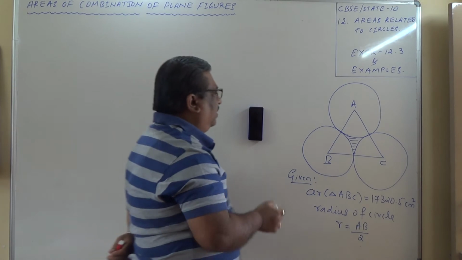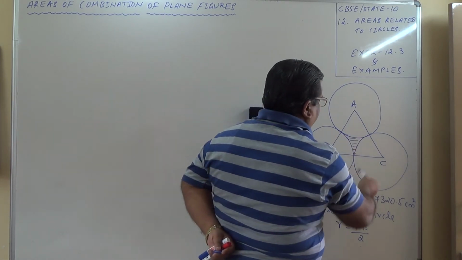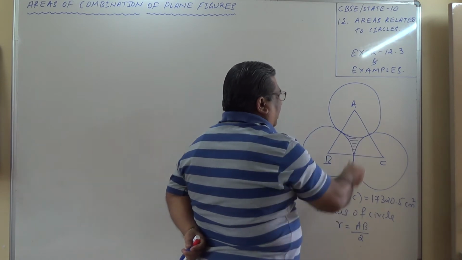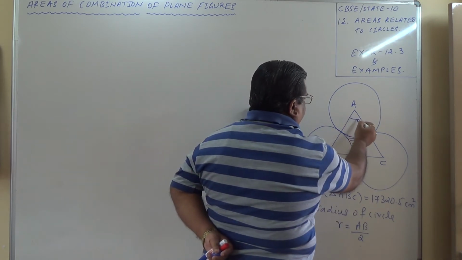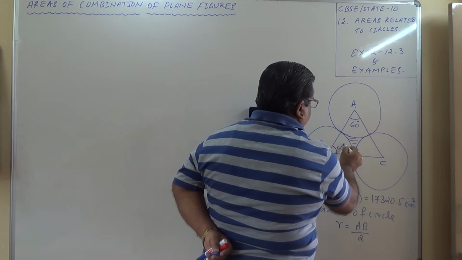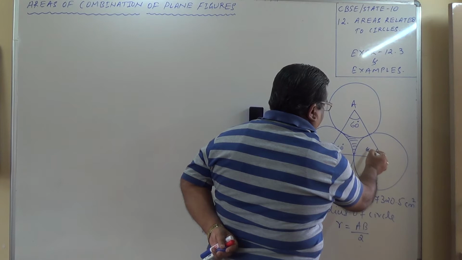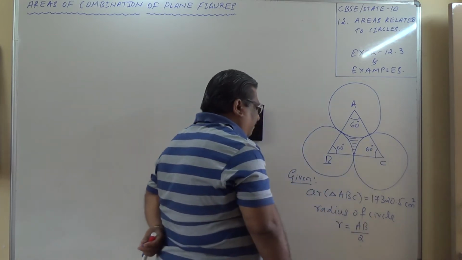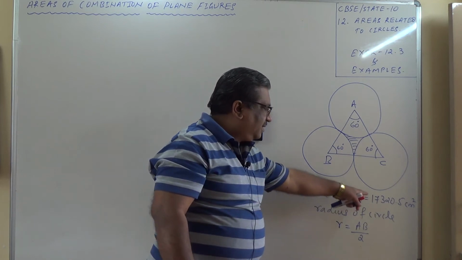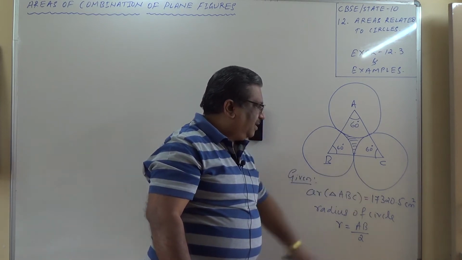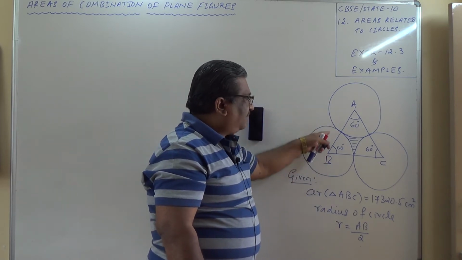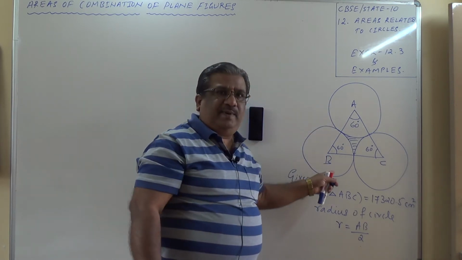Here this is the diagram. ABC is an equilateral triangle. AB equals BC equals AC, and this angle is 60 degree over here. All these are 60 degrees because it is an equilateral triangle, and the area is given here. Area of the triangle ABC is 17,320.5 square centimeter. Radius of the circle they have given as half the side of the equilateral triangle, means AB by 2 I can take it.